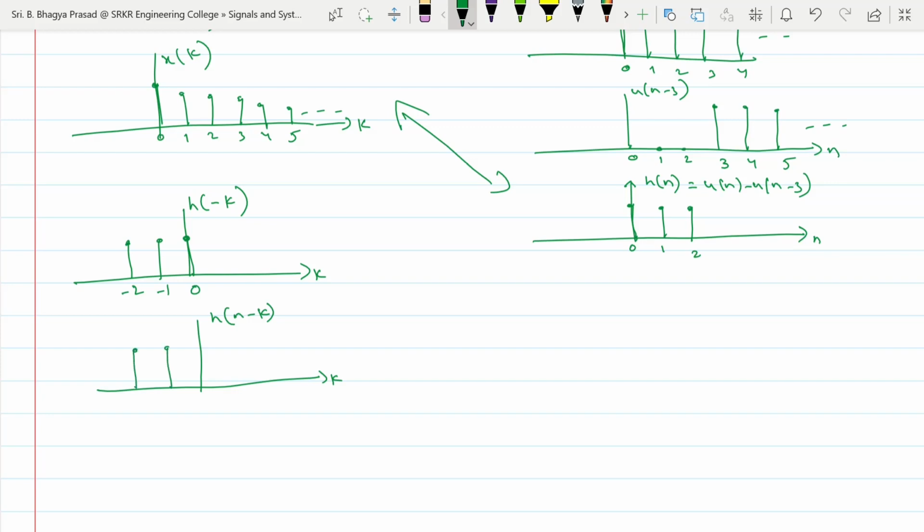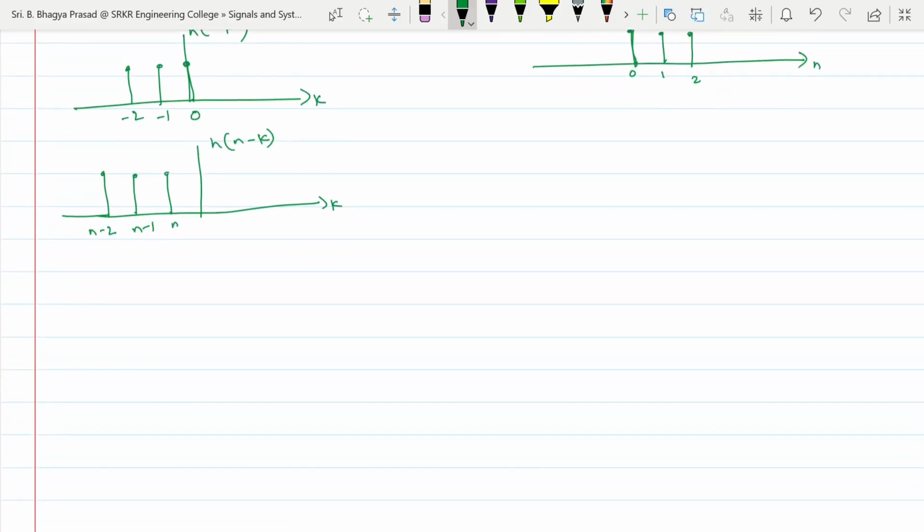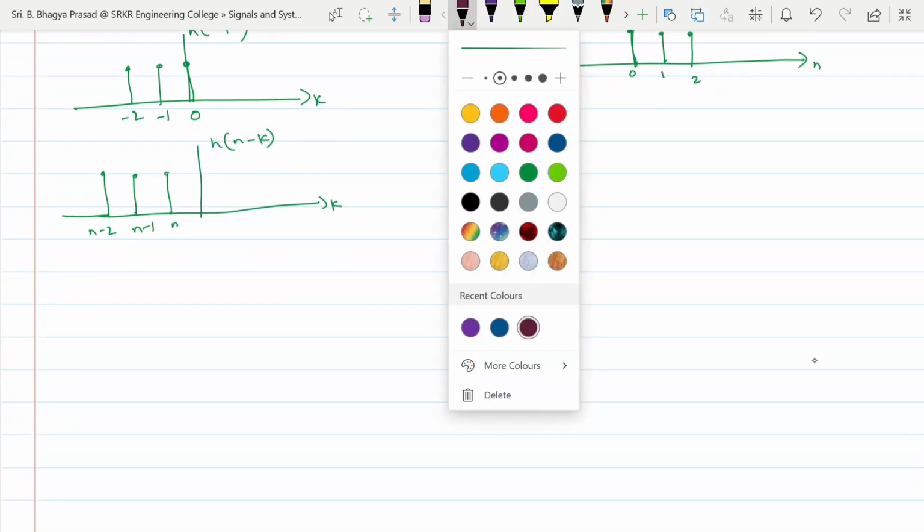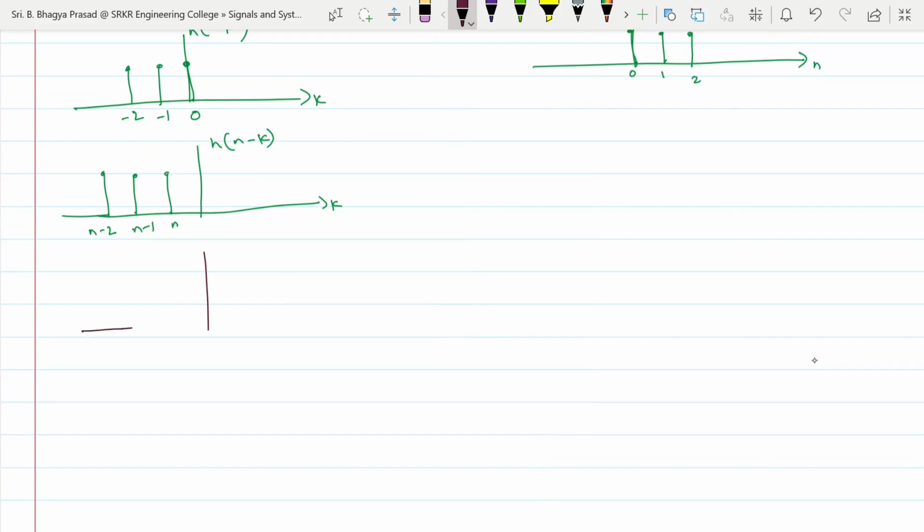So this one is shifted to some position, n, n minus 1 and n minus 2. So let us overlap these two sequences, 1/3 power k and u of k, which is exponentially decaying. 0, 1, 2, 3, 4.